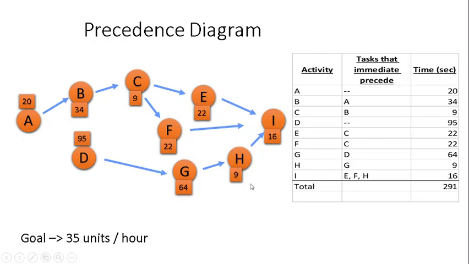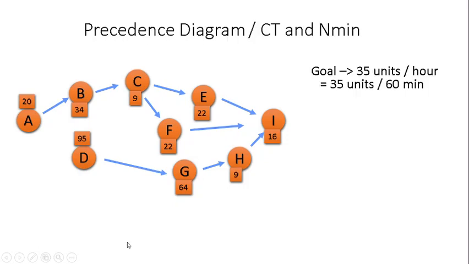So if we design this precedence diagram, it will be very helpful for us to identify, visually, the way we allocate, we assign tasks to workstations. So the goal here is to achieve that production per hour, 35 units per hour. So let's proceed then and try to identify how many workstations we need in this line.